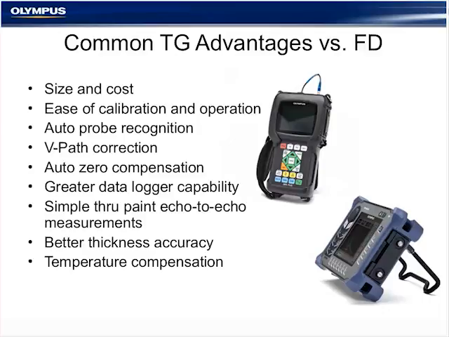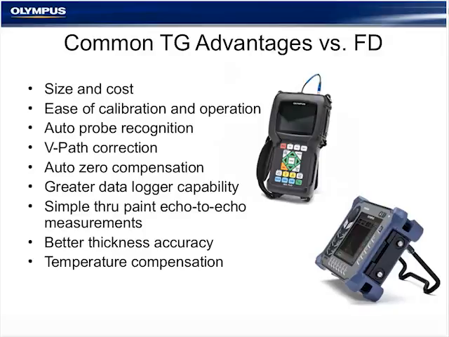Corrosion instruments usually have greater data logger capacity in terms of file types and also number of thickness points that can be collected. And often a dedicated corrosion gauge will include a simple through-paint or through-coat measurement algorithm. It usually requires a specific transducer, and it allows through-paint measurements of a steel layer or substrate.